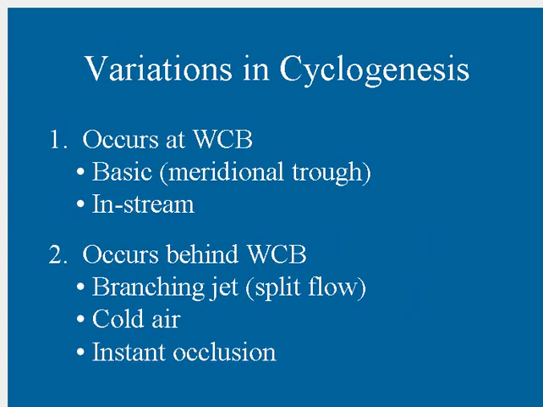John just looked at the basic type of cyclogenesis, and now we're going to look at different variations in cyclogenesis. There are many different types of variations, but we're going to break those down into two broad categories here. The first, where development occurs at the warm conveyor belt, and the second, where development occurs behind the warm conveyor belt. Here are the types that we'll look at, and if you're familiar with the terminology that Bader uses, that's what we provided here in the parentheses.